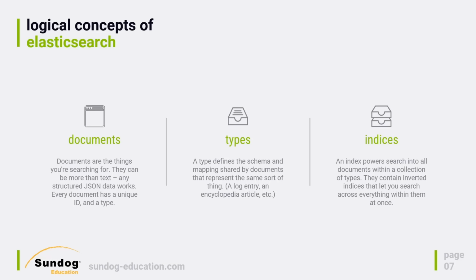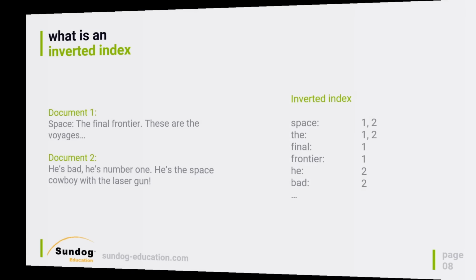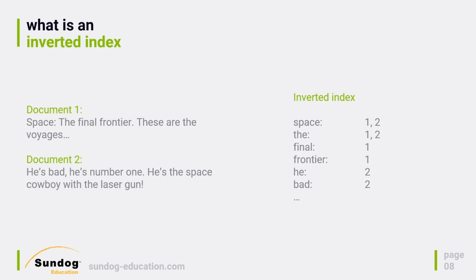So again, bringing this back to an analogy of a database, you can think of an index as a database, a type as a table, and a document as a row. Those are kind of the analogies there of database to Elasticsearch world. Now, of course, it's not quite that simple. Basically, what is an index?